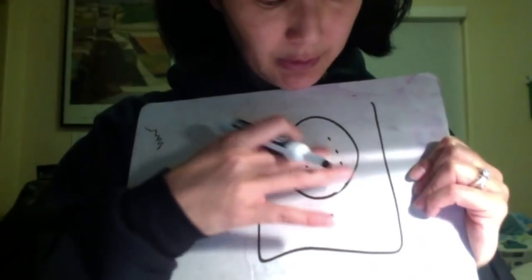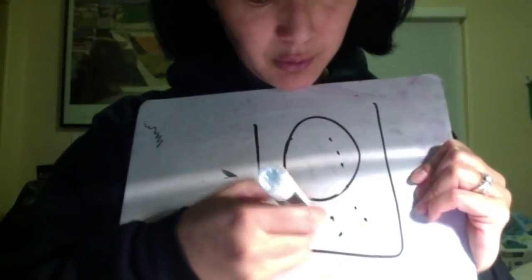In comparison, now if I have more solute outside and less solute inside, now that means there's more water inside than outside, right? So again, water moves from high to low.